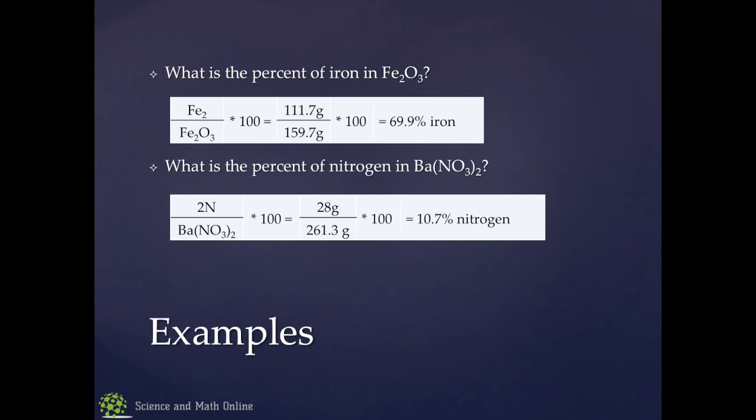So percent composition is really quick. It's really easy. Part over whole times 100. And now we're going to use that in the next lesson to kind of go backwards to find formulas.